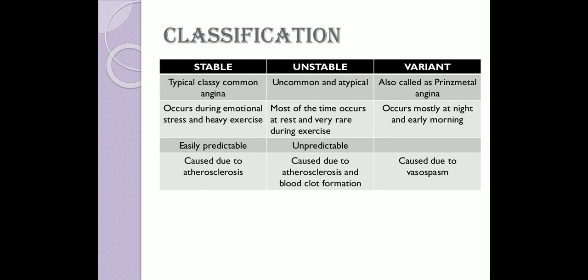In stable angina, the features are occurring during emotional stress and heavy exercise, typically common angina, easily predictable, caused due to atherosclerosis. Then the unstable angina is more uncommon and atypical, most of the times occurs at rest and very rare during exercise. It is totally unpredictable, caused due to atherosclerosis and blood clot formation. Then last one is variant. It is also called Prinzmetal angina, occurs mostly at night and early morning, caused due to vasospasm, that is vasoconstriction.